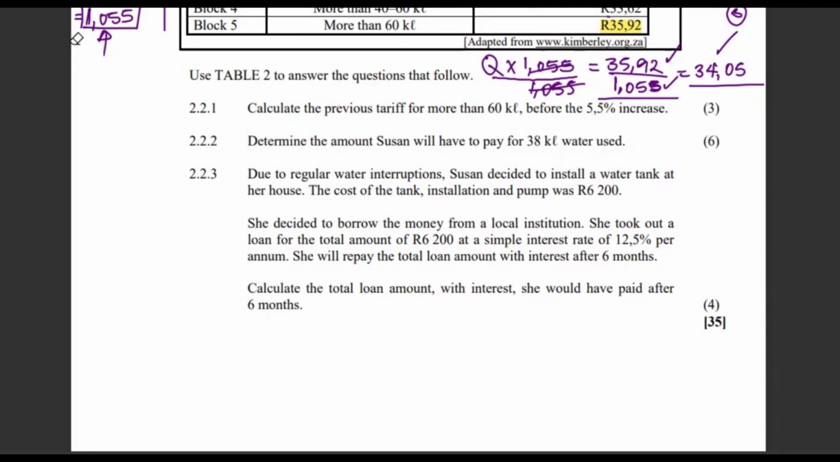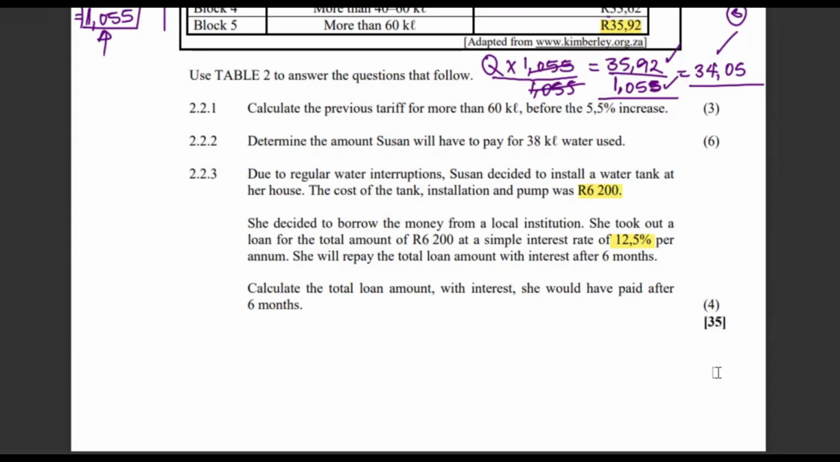Let's look at the same link. Now I think we shall create another one. They're telling us 2.2.3, due to the regular water interruptions, Susan decided to install a water tank at their house. The cost of the tank installation and pump was 6,200. So she decided to borrow the money from a local institution. Then she took out a loan for an amount of 6,200 at a simple interest of 12.5% per annum.